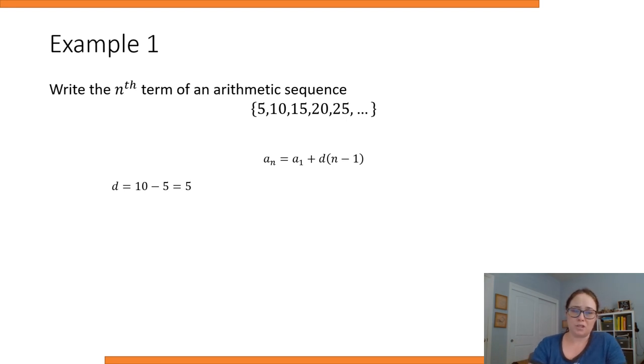So here I took the first two. 10 minus 5 tells me the common difference is 5. I could have done 25 minus 20, or 20 minus 15, any of those will tell me what that common difference is, 5. And I already know that the first term is 5, so the nth term is going to be 5 plus 5 times n minus 1. And if you're wondering, yes, you can simplify this, but it's not necessary.